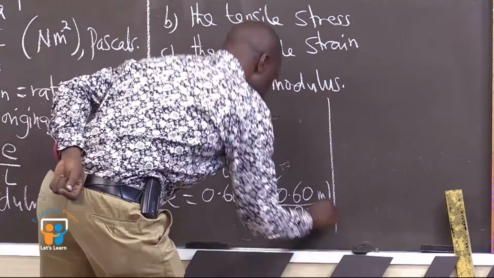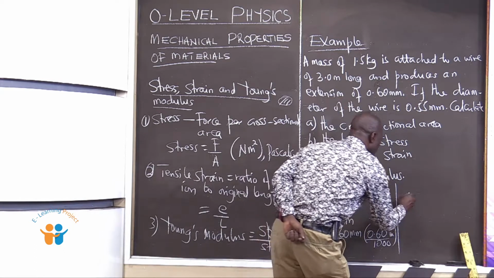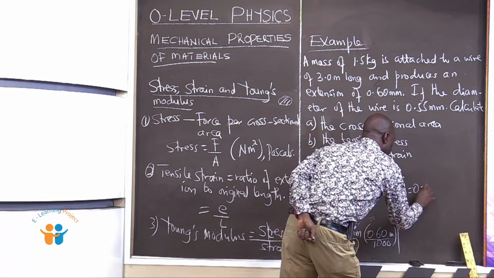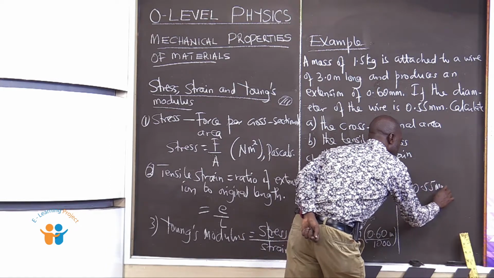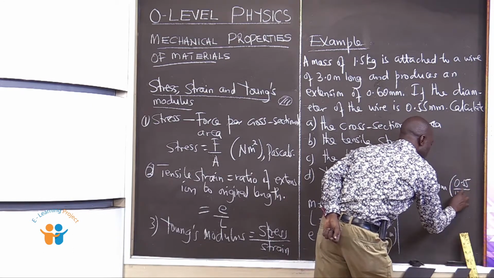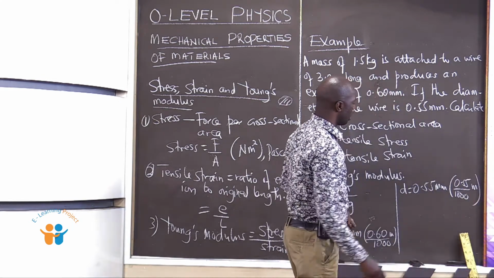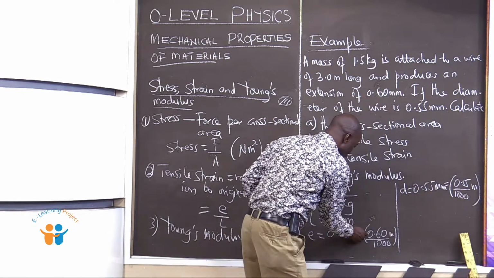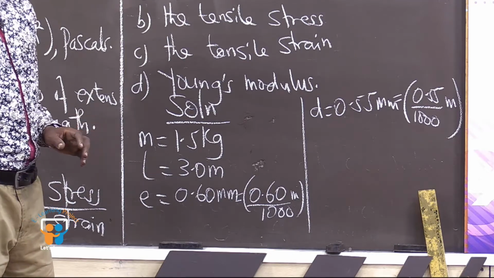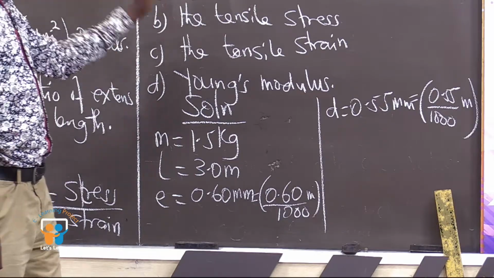What else are we given? The diameter of the wire, D, is equal to 0.55 millimeters. Remember, this can be divided by 1,000 to get our diameter in meters, because I've told you we must change to SI units. Having done that, you can now start approaching our question, because this is just the summary of what we are given. So the first thing is to get the cross-sectional area.